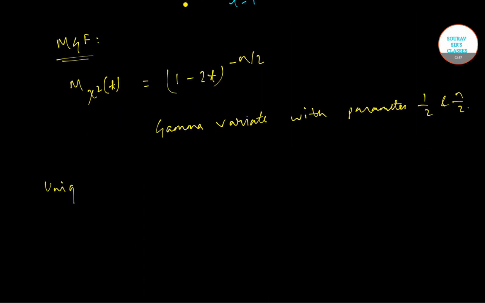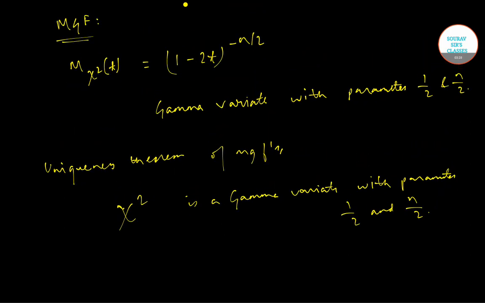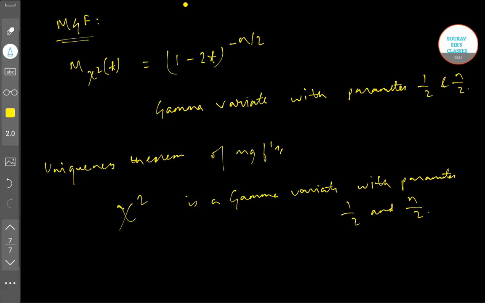Hence, by the uniqueness theorem of MGFs, we can say chi-square is a gamma variate with parameters half and n by 2, and thus the PDF can be given as, let me do it on a different page, I don't have space left.